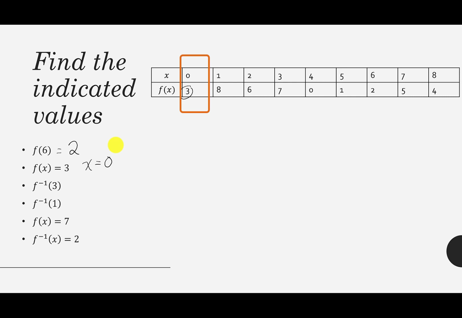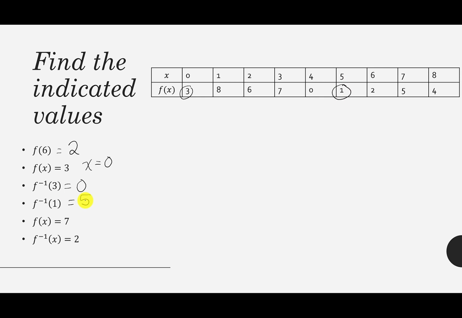I want you to see we could have also written that as f inverse of 3, which would be 0. So two different ways to write the same thing. The next one says f inverse of 1. So I'm looking through the function values. I see 1, which says my x value is 5.